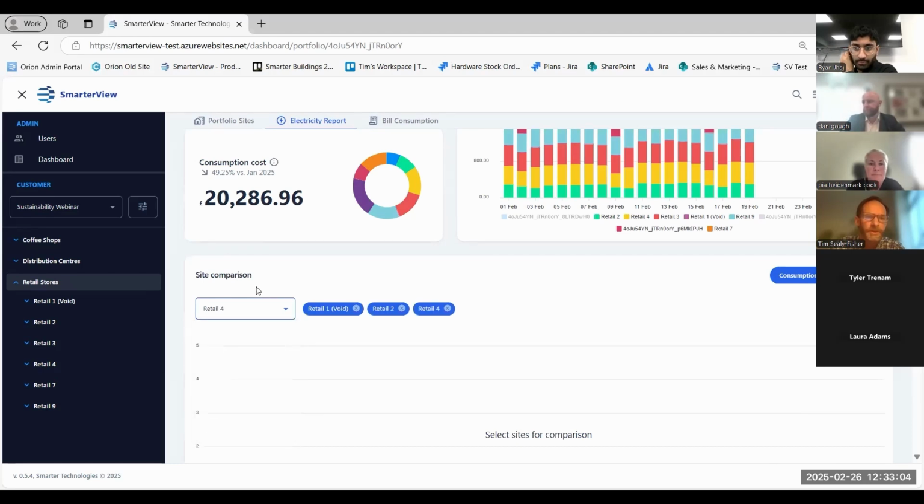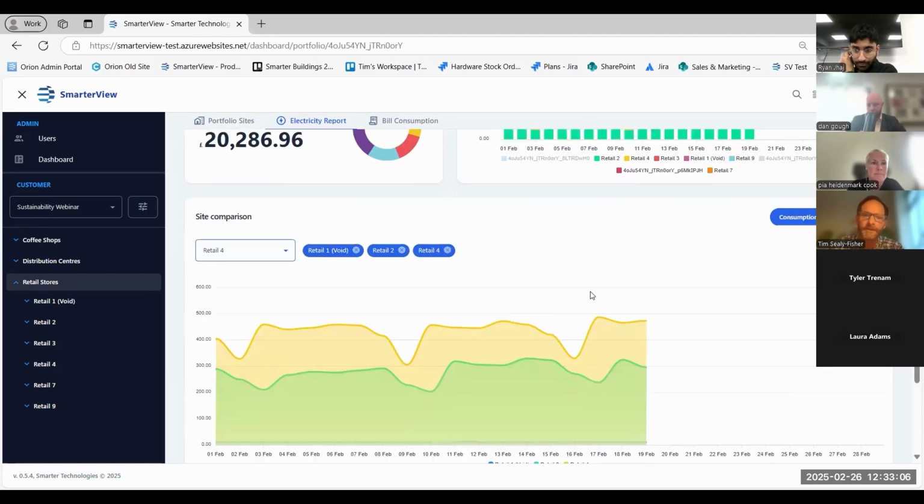So what I'm going to do here is select a couple of sites to graph so we can look at how they use their data comparably, site on site. And interestingly, I've got a void unit in there. So void unit, as you'd expect, using very little data, not having tenants in.